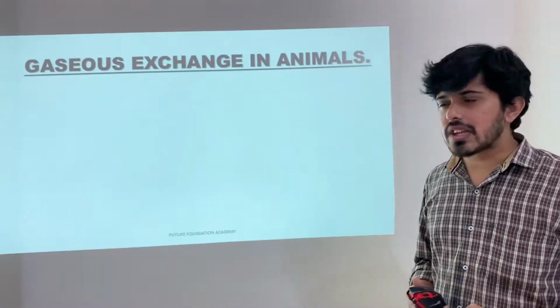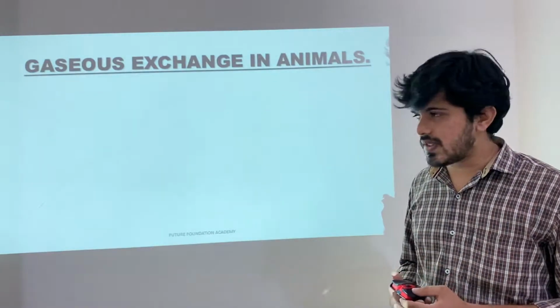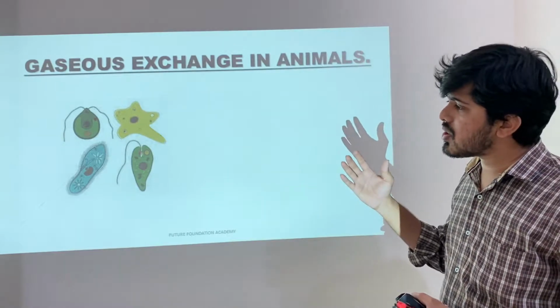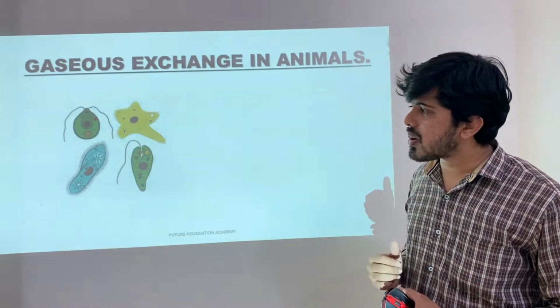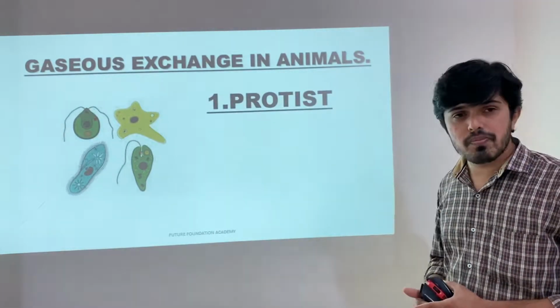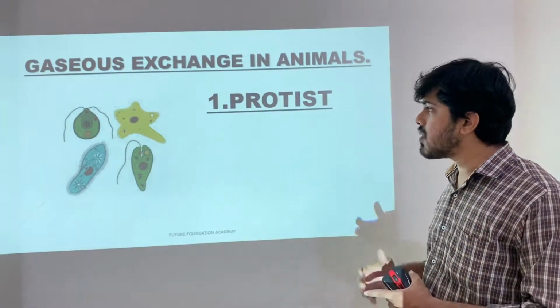A few of them we have selected, and we are going to study those few organisms. So first, in the first picture, you can see Euglena, Paramecium, Amoeba, Chlamydomonas. All these organisms belong to Protista. Kingdom Protista, that is, they are protists.